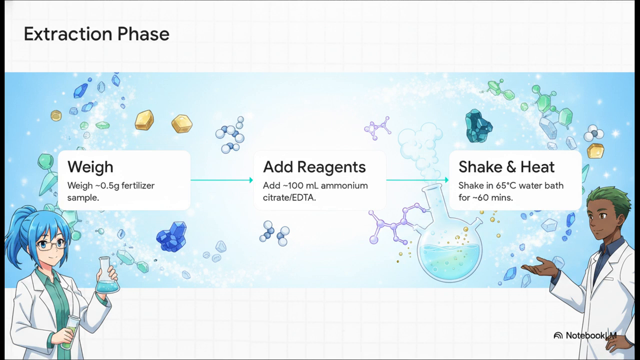Now, what's really interesting about this step is the specific role of that EDTA. You see, fertilizer is packed with all sorts of various minerals. The EDTA actually acts as a complexing agent specifically targeting calcium and magnesium. It basically binds them up so they don't accidentally precipitate later on and ruin our careful phosphate analysis. It's essentially a brilliant little bit of chemical crowd control.